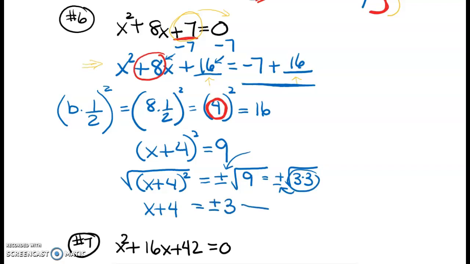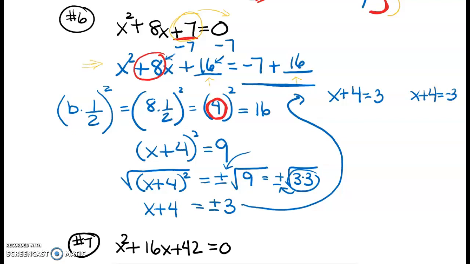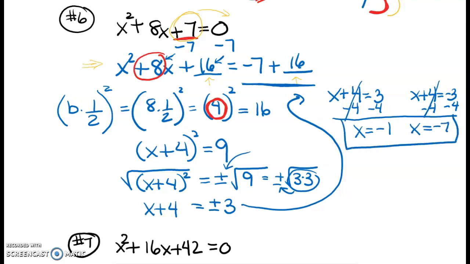So I'm going to come up here to solve. Remember, we set up two equations. X plus 4 equals the positive solution, and x plus 4 equals the negative solution. So how do I solve for x? I subtract 4 from both sides. I'm going to do that in both of my equations. My 4's cancel out, and I get x equals -1, x equals -7, and I'm going to box my answers in.